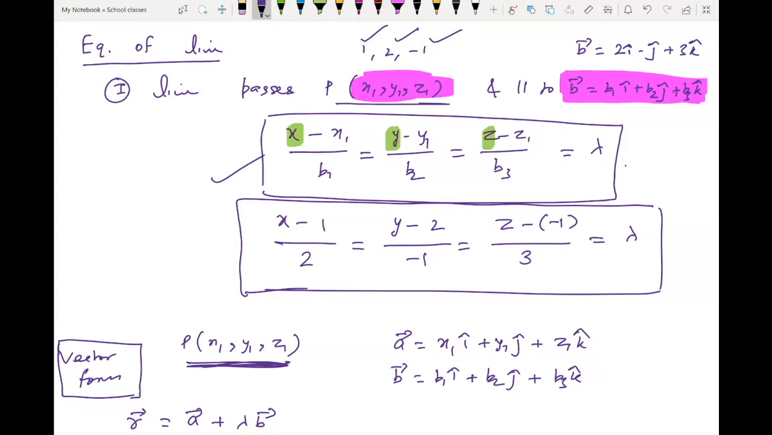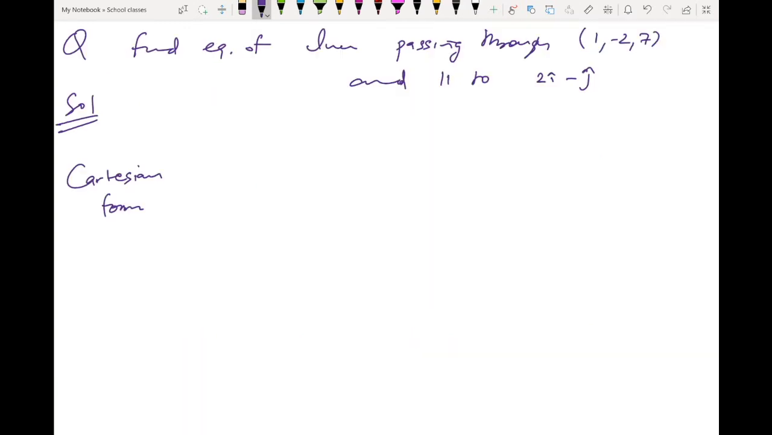If a line passes through this point and is parallel to this vector, then this will be the Cartesian equation of the line. You need to learn it. I've given the example also. If the point and vector are given, you can just put the values of x1, y1, z1 and b1, b2, b3. That's it. So the formula is (x minus x1), (y minus y1), (z minus z1) divided by b1, b2, b3, and they all are equal to lambda.